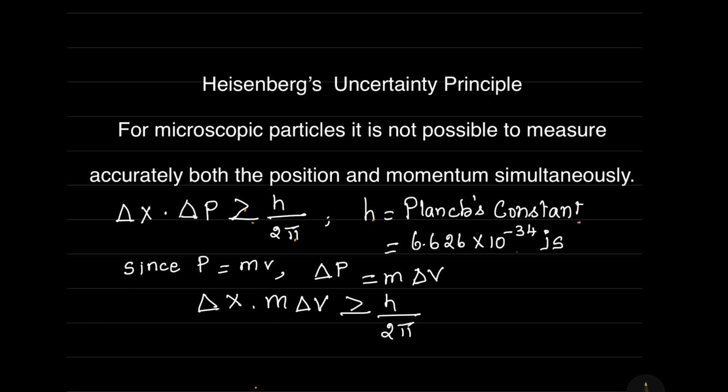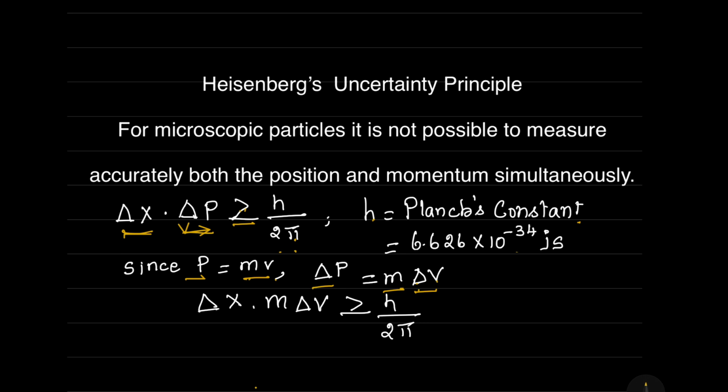Heisenberg's principle can be mathematically represented as delta x into delta p is equal to or greater than h by 2 pi. Delta x is the uncertainty in determining the position and delta p is the uncertainty in determining the momentum. Since p, the momentum, is equal to mv, the mass into velocity, then delta p is equal to m into delta v, where delta v is the uncertainty in determining the velocity.